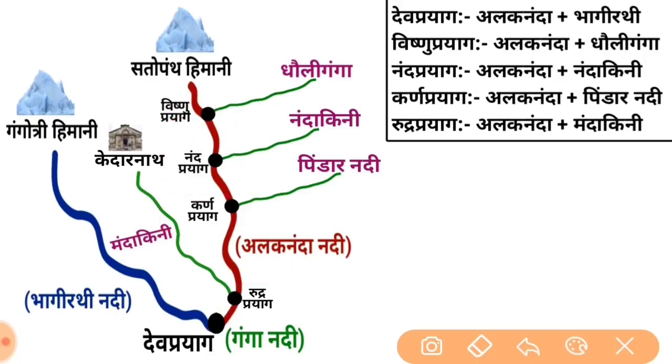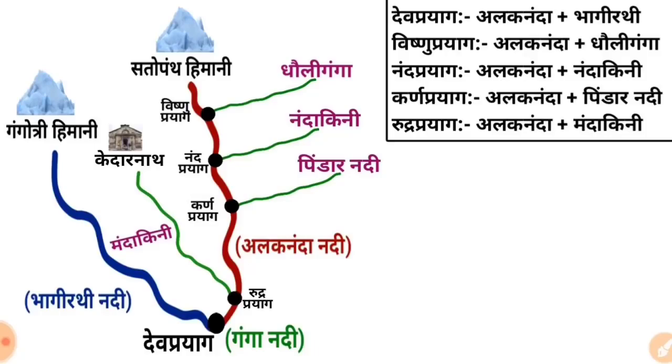There is one river that will be common, the Alaknanda River, and the other tributary river will join it. So we have to find out which tributary rivers meet the Alaknanda. This confluence of rivers is important. How will we remember it? I will help you remember it with the help of an old story.